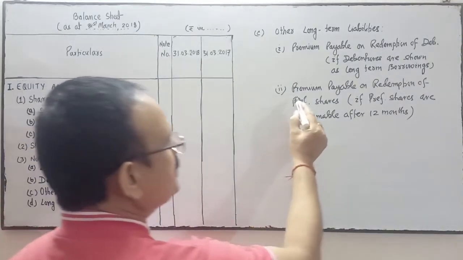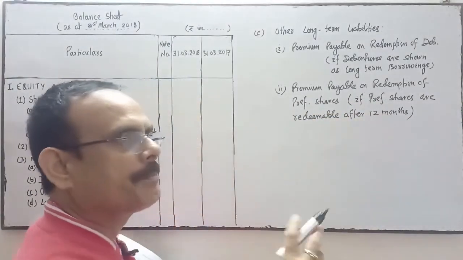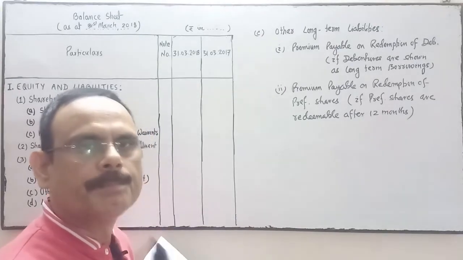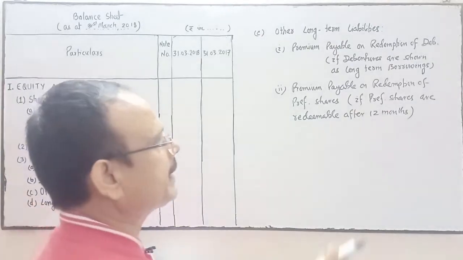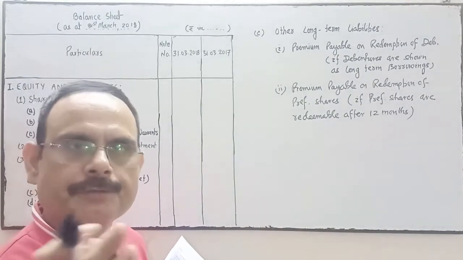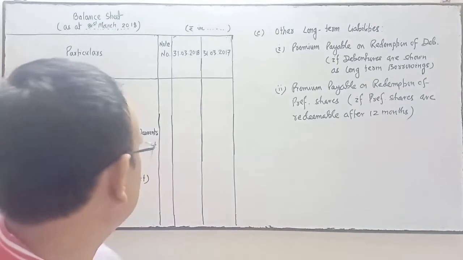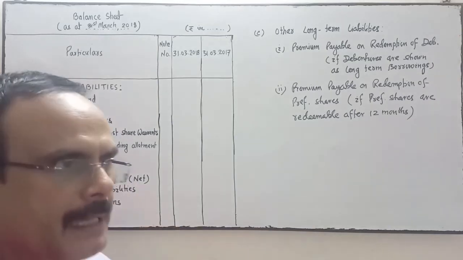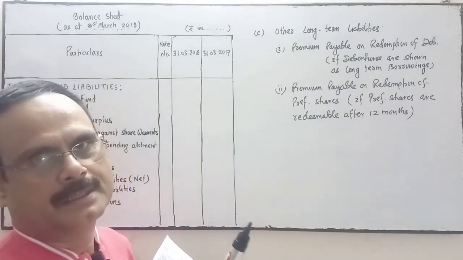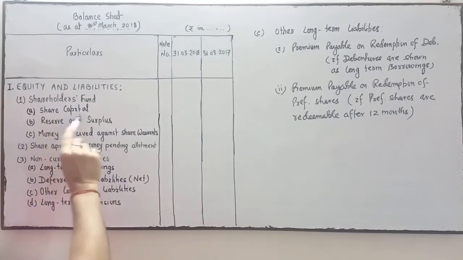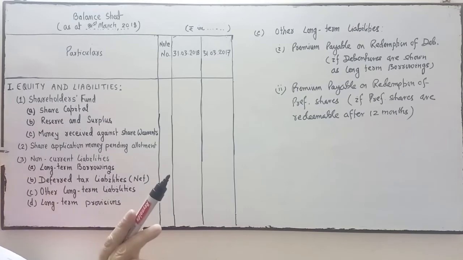The second one is premium payable on redemption of preference shares. The same applies here: if the preference shares are redeemable after 12 months, then this will be reflected here. You know where the preference share is reflected? In the share capital.